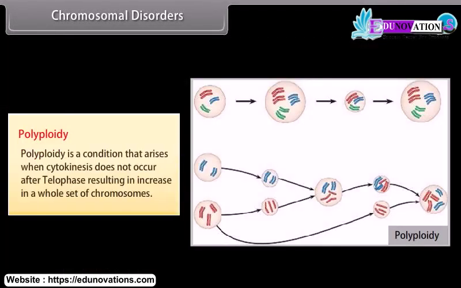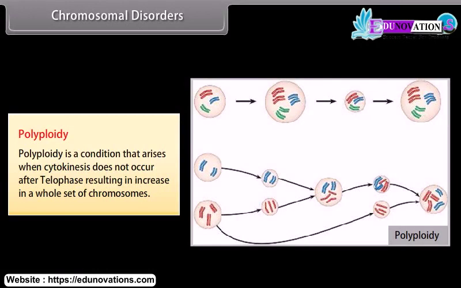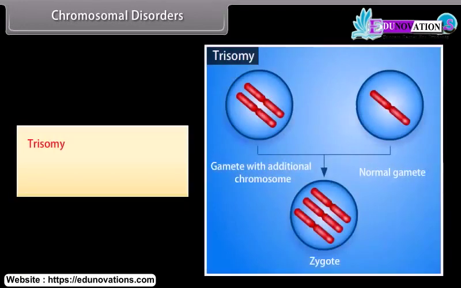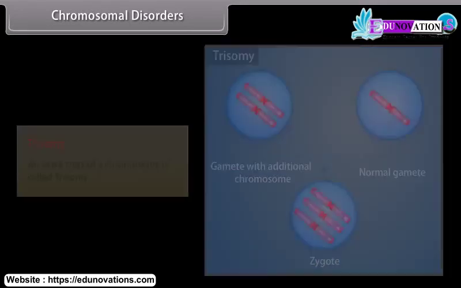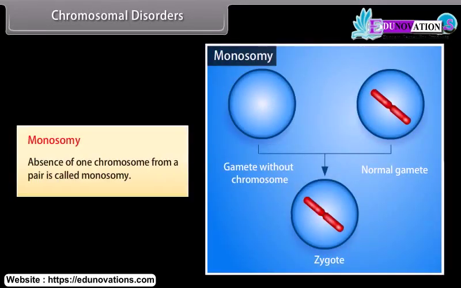Polyploidy. Polyploidy is a condition that arises when cytokinesis does not occur after telophase, resulting in an increase in a whole set of chromosomes. Trisomy. An extra copy of a chromosome is called trisomy. Monosomy. Absence of one chromosome from a pair is called monosomy.